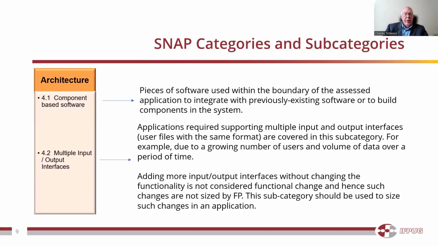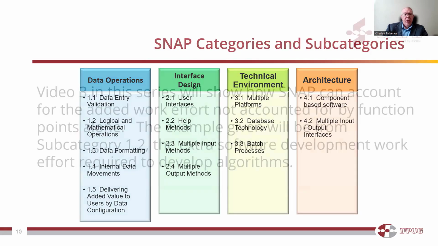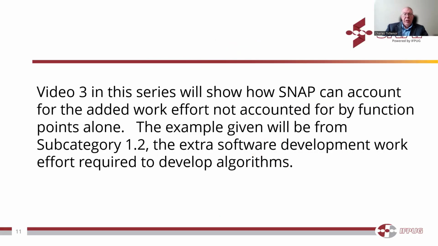And here are definitions of the 2 subcategories of architecture. So this is the structure of SNAP. This is all in the SNAP Assessment Practices Manual. There are many definitions in the manual. There are over 100 examples in the manual. So I would encourage you to download a copy of the SNAP Assessment Practices Manual from the IFPUG Learning Center.